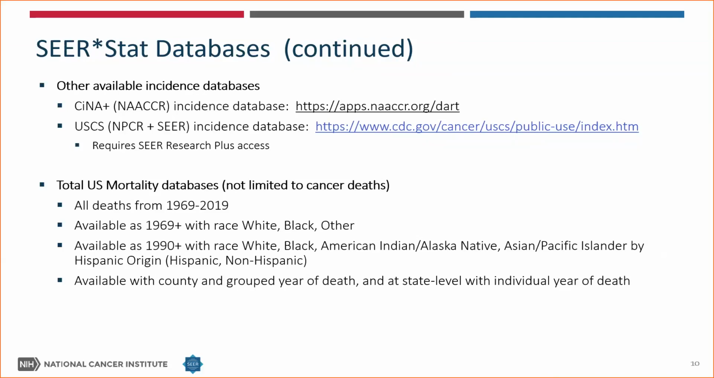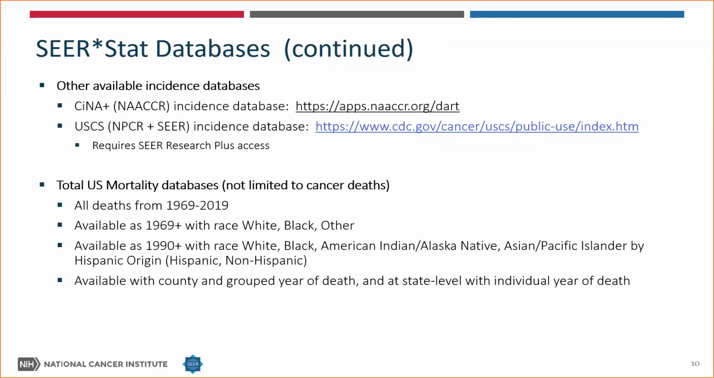And you have to have SEER Research Plus access, since there is SEER data in it, and it does contain geography and month of diagnosis. You have to have SEER Research Plus access for that submission of data before you can get access to the USCS public use data. And as I mentioned, the total US mortality databases. And those you don't apply for once you get a SEERStat account by applying for SEER access. Those just come along for the ride.